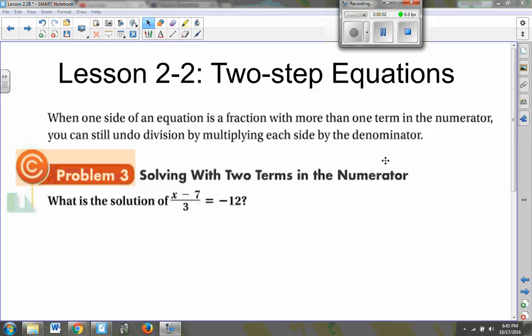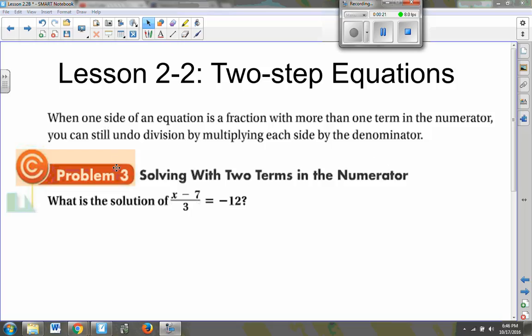All right, Algebra 1A students, welcome to part 2 of lesson 2.2, where we're talking about solving two-step equations, isolating variables that have two different operations happening to them. To start with, we have to undo both.